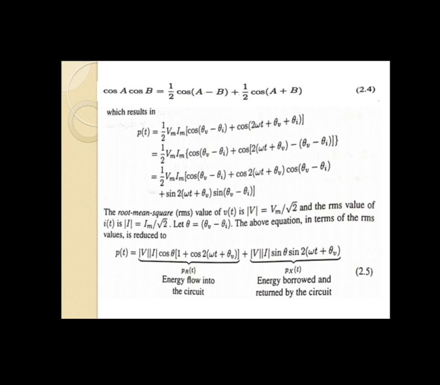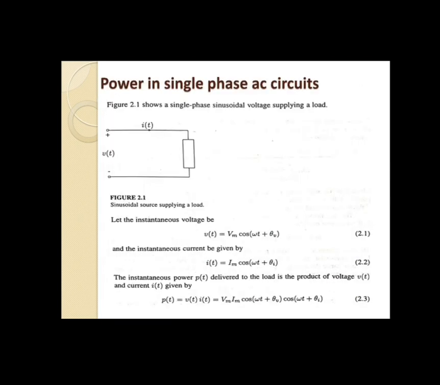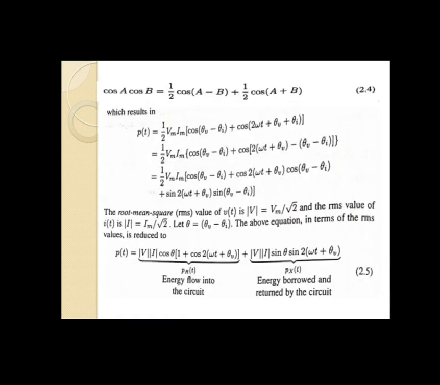So P of t is equal to 1 upon 2 Vm Im [cos(theta v minus theta I) plus cos(2 omega t plus theta v plus theta I)]. In the previous equation 3, we can assume the first angle A as omega t plus theta v, and B as omega t plus theta I. If we apply that mathematical identity, we get 1 upon 2 Vm Im [cos(theta v minus theta I) plus cos(2 omega t plus theta v plus theta I)].